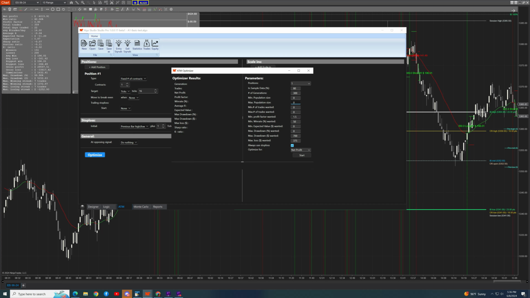Minimum profit factor. Well, these will be zeroed out in the default here. I've just put in a good starting point. Can we get a 1.5 to 1?